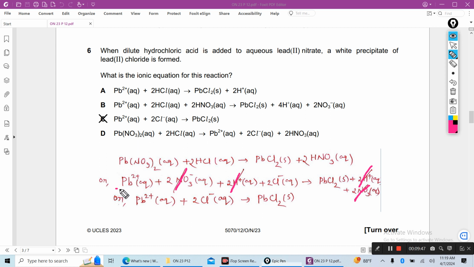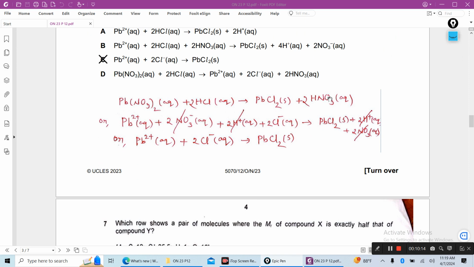So the remaining is the lead ion: lead 2+ aqueous plus 2 Cl minus aqueous to produce lead chloride solid. This is the ionic equation when hydrochloric acid reacts with aqueous lead nitrate; lead chloride solid precipitate is formed.